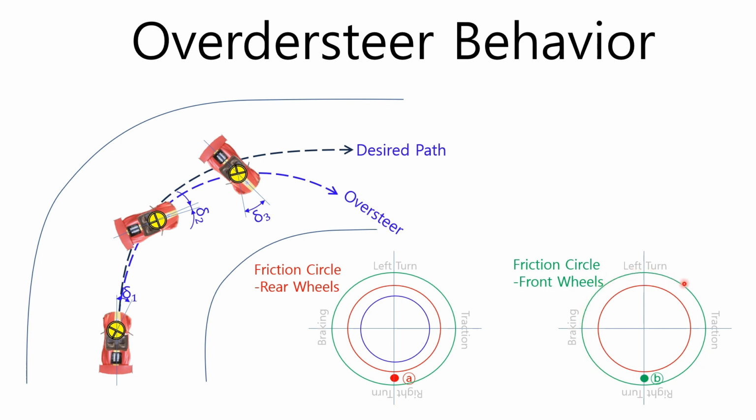When normal drivers find themselves in this situation, the rear of the vehicle slides to the left edge of the road even if they steer, so they turn the steering wheel more to the right to steer the vehicle to the right side of the road. When this happens, as the tire slip angle becomes larger, the friction circle becomes smaller, as shown in the blue circle, making oversteer even worse. From this analysis, we can learn how to overcome oversteer.